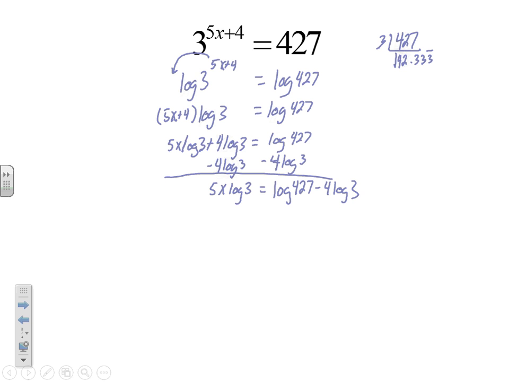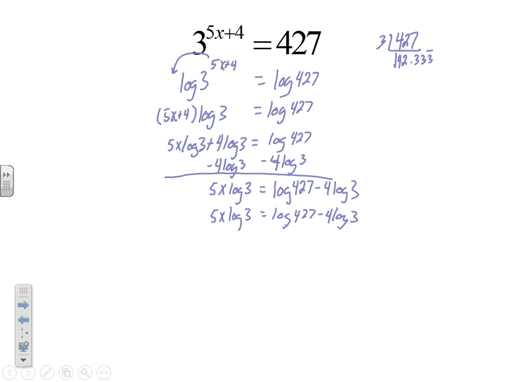Now at this point I'm going to go ahead and rewrite the problem because I don't want my steps to blend together. So I'm just rewriting what we had originally: log of 427 minus 4 times the log of 3.